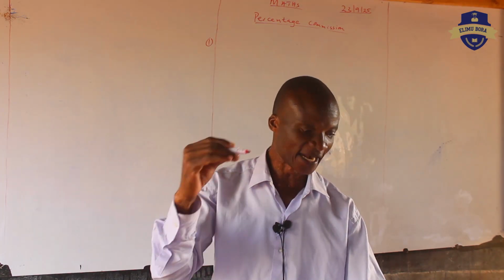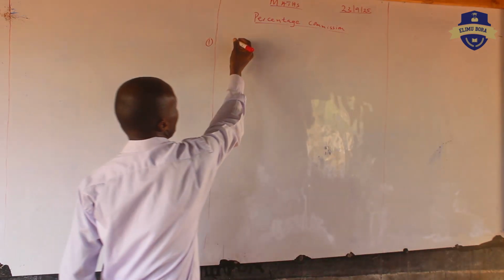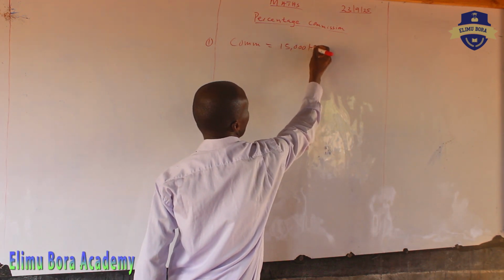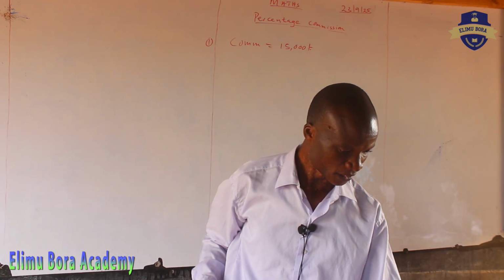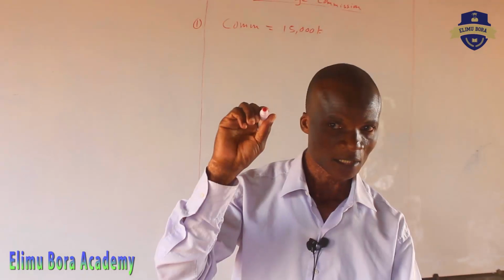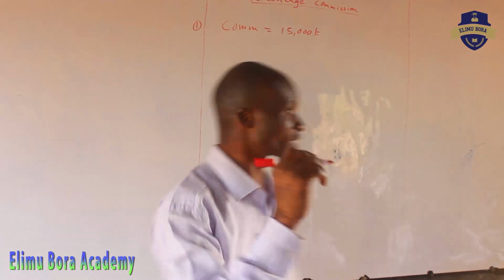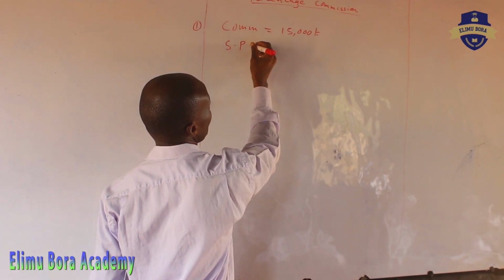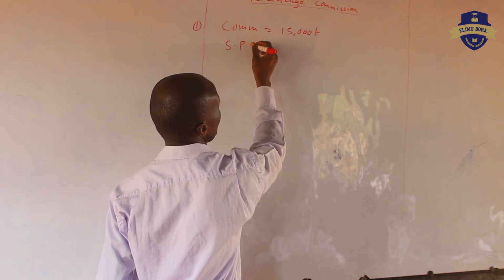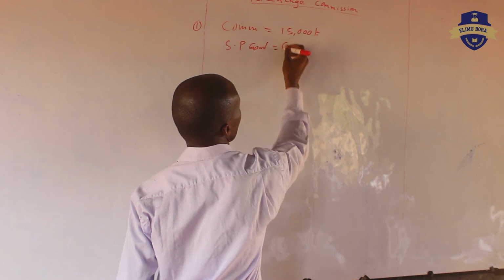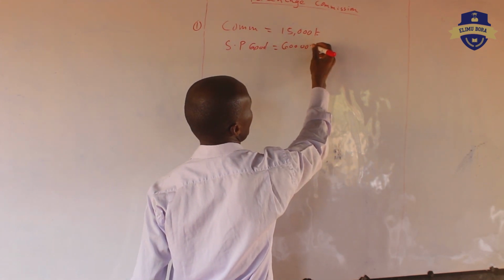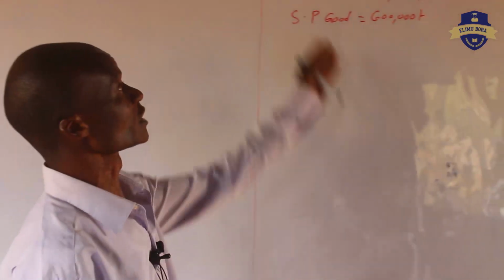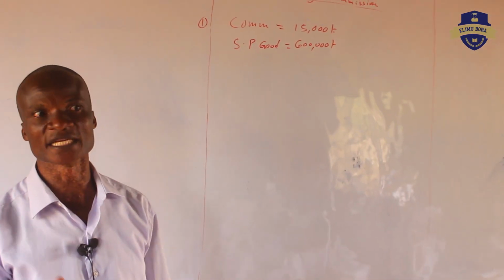They are saying Halai earned a commission of 15,000. Now in this case, commission is 15,000, after selling goods worth 600,000. After selling goods worth 600,000, you got a commission of 15,000. Now they want you to calculate percentage commission.